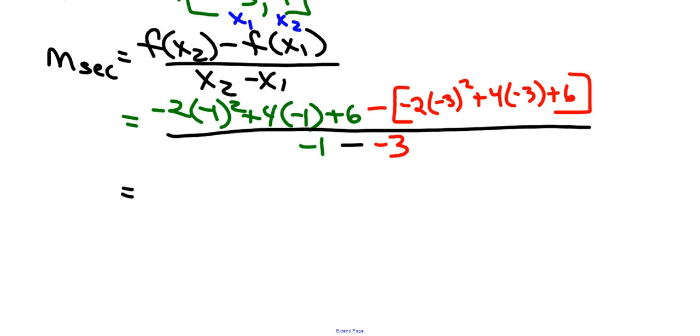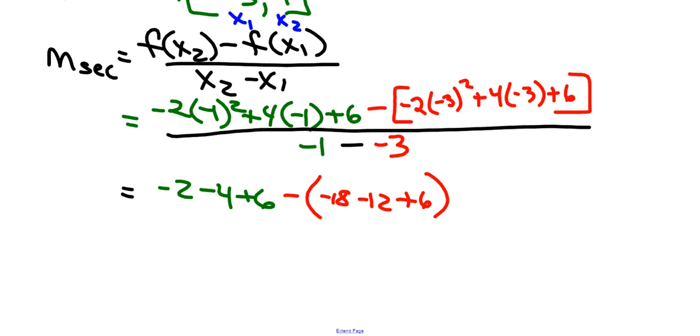So I have -1 squared is 1 times -2, so that's -2. Oops. 4 times -1 is -4 plus 6. I'm not going to overstress myself as I go. I'm going to leave that. I'm going to do this. -3 squared is 9. 9 times -2 is -18. 4 times 3 is 12. It'll be -12 plus 6. So I've got all that going on.